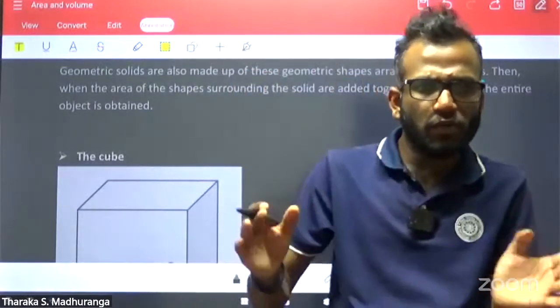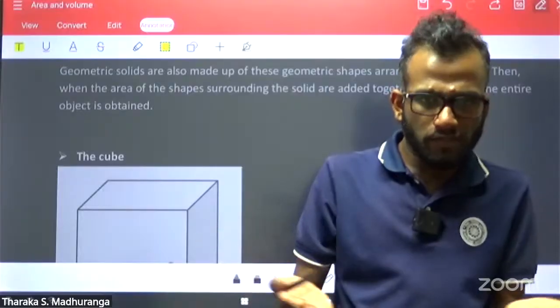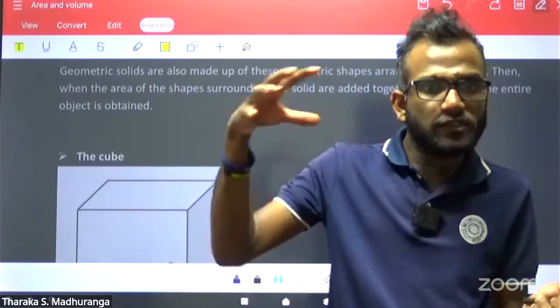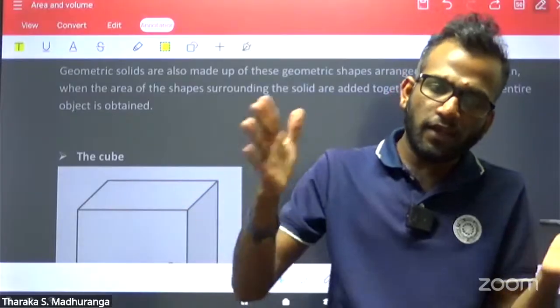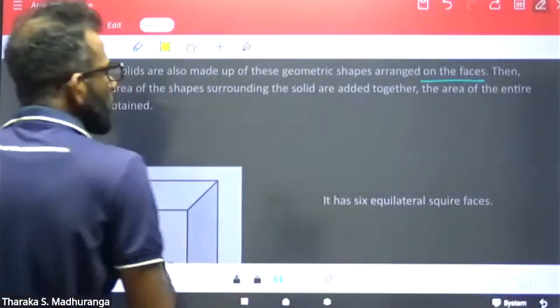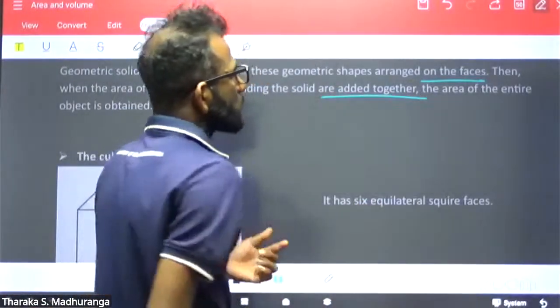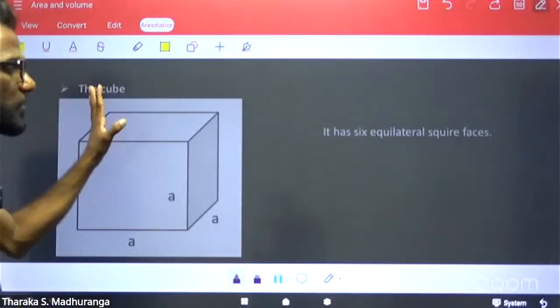When the areas of the shapes surrounding the solid are added together, we already know the equations. If you get each surface area, each 2D shape's area, and then add all these values, you can get the total surface area of the solid object, the 3D object.